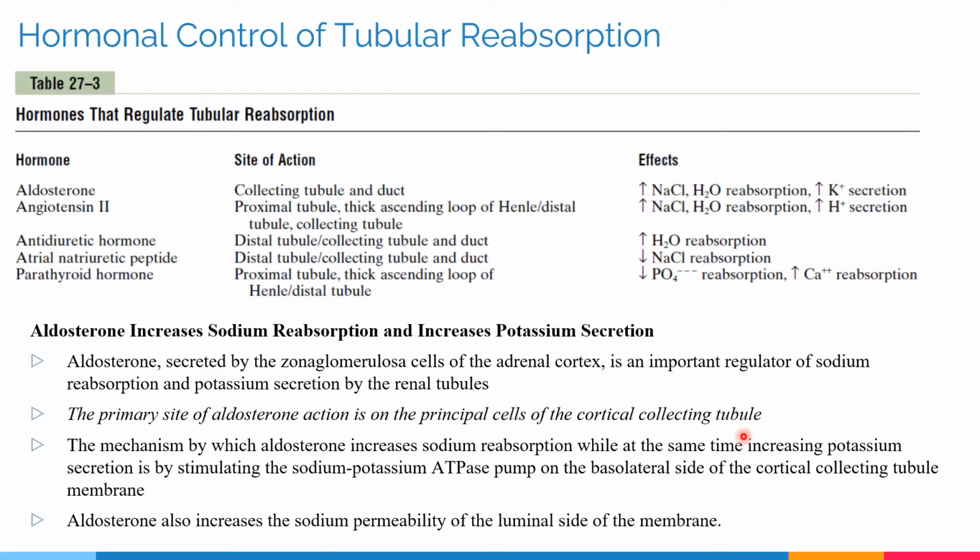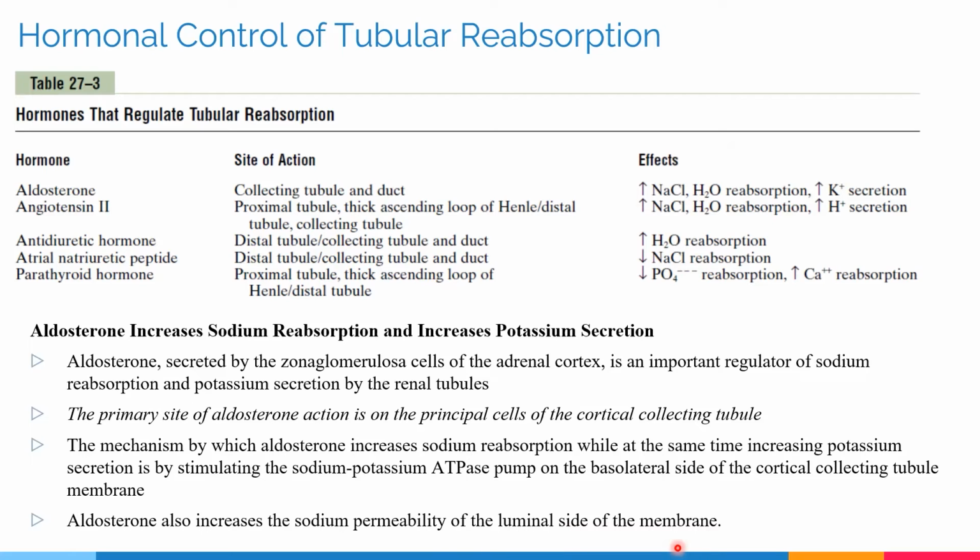potassium. The mechanism by which aldosterone increases sodium reabsorption while at the same time increasing potassium secretion is by stimulating the sodium potassium ATPase pump on the basolateral side of the cortical collecting membrane. Aldosterone also increases sodium permeability of the luminal side of the membrane.